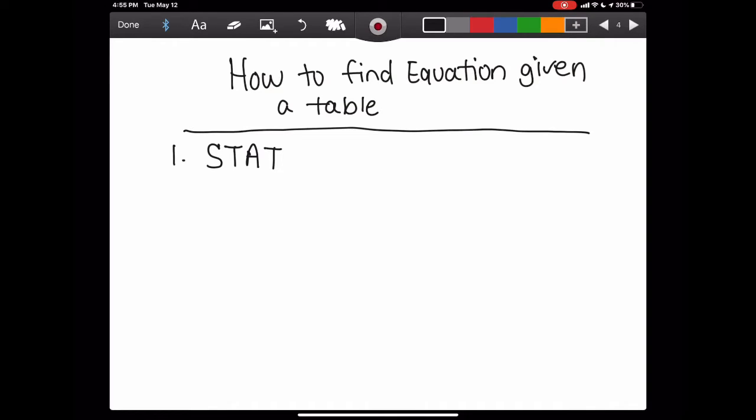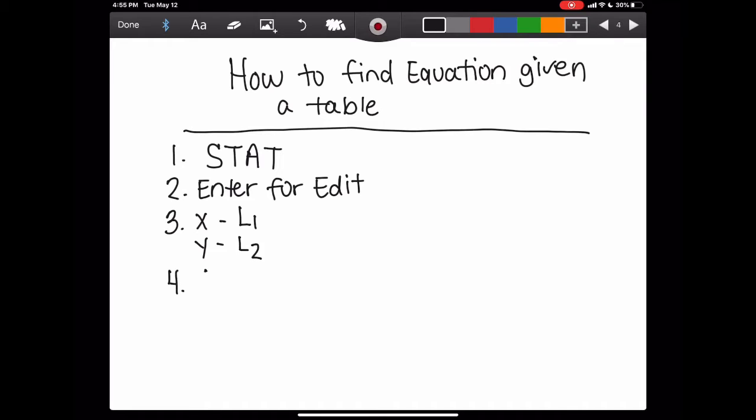Number 1, hit stat. Number 2, enter for edit. If I'm not mistaken, this was included in your Marquez this week as well. Number 1, stat. Number 2, enter for edit. Number 3, you're going to put your x values in L1, and you're going to put your y values in L2.